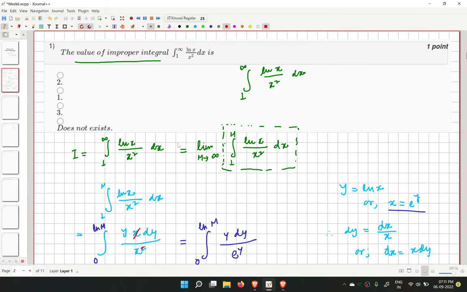So let us check the options, and we will see that the second option is 1 and this is the correct option here.